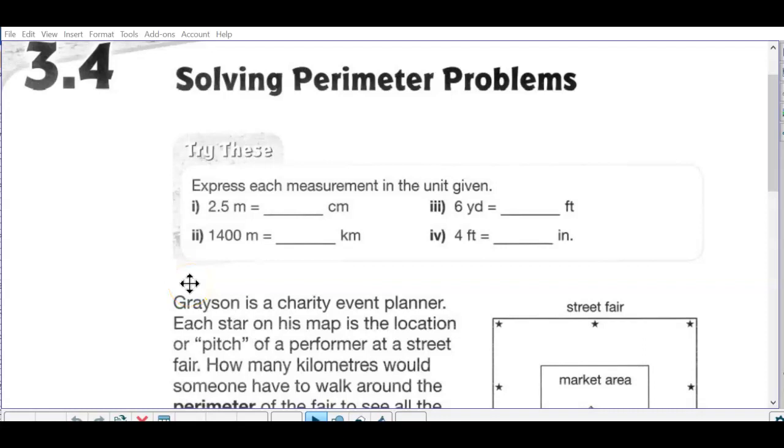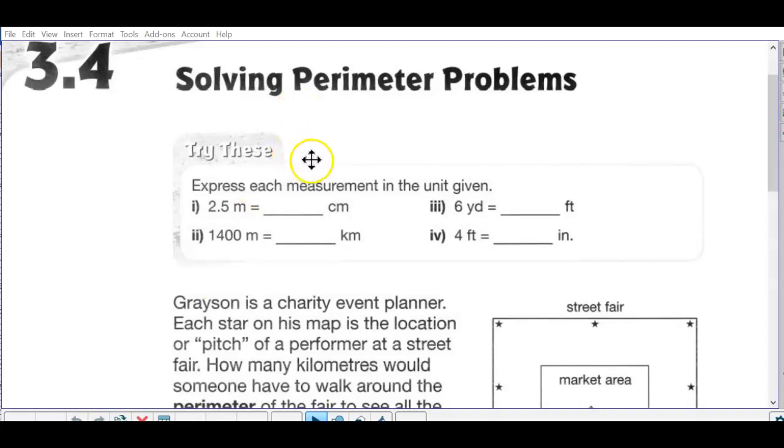3.4, solving perimeter problems. So you've done perimeter for a number of years now, so really nothing new, just might have some conversions of units in them. So perimeter is the distance around the outside of an object. It's a linear distance, okay? So that's why it makes sense in this chapter.